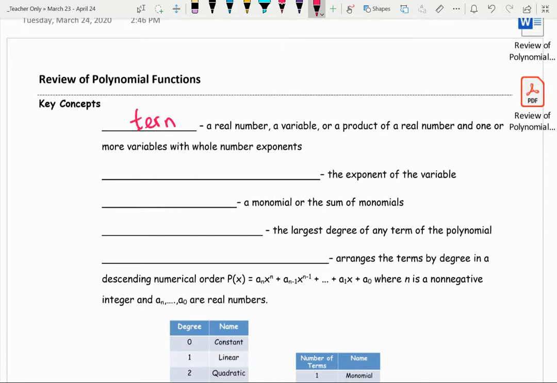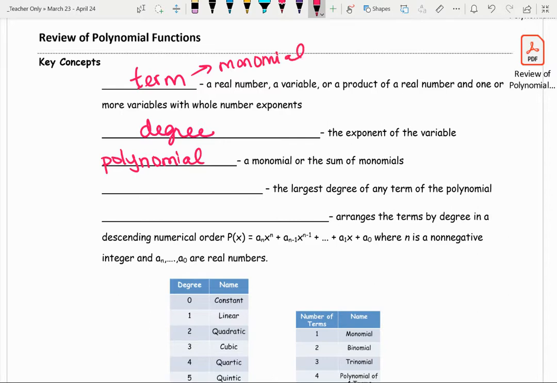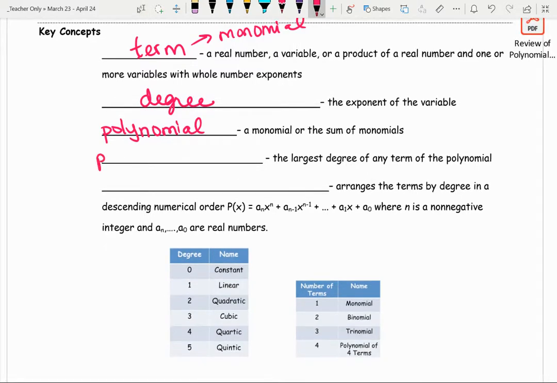When we say term, right, we're talking about a number, variable, or a number and variable combination. A degree is the exponent of any variable. When we say polynomial, that is a monomial or the sum of monomials. So a term could also be thought of as a monomial just all on its own, whatever its coefficient variable combination is.